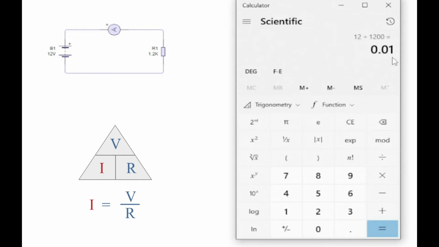Okay, amps. If we move the 0 to the right a few times, we get 10 milliamps, and here you can see the meter is also reading 10 milliamps, showing that we have the calculation correct.